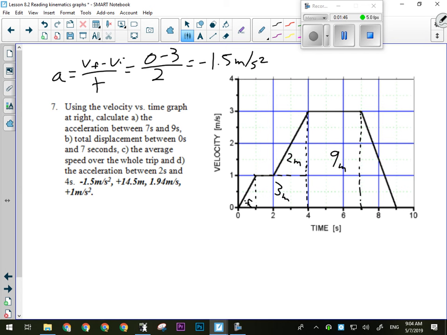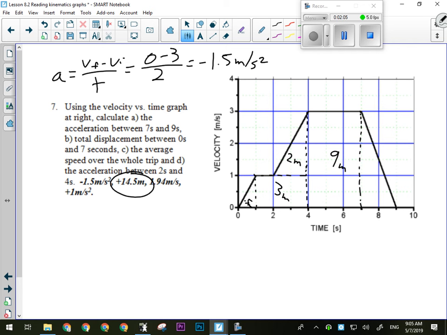Now what do I do with those numbers? I just add them up, right? They're all positive, so I don't have to worry about it. So we're going to have 14.5 meters, and that's positive, as our total displacement to 7 seconds.